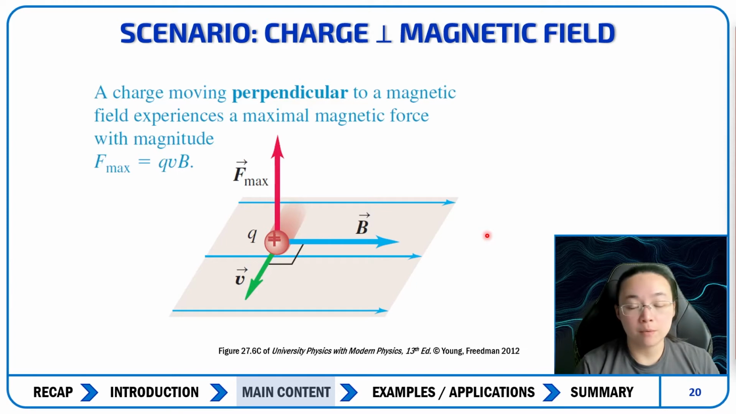Now, the next scenario: what happens when the charge is moving perpendicular to the magnetic field? That gives you the maximum magnitude of force, because sine of 90 gives you 1, and that gives you all of QVB together. So V and then B and then up for your right hand rule.